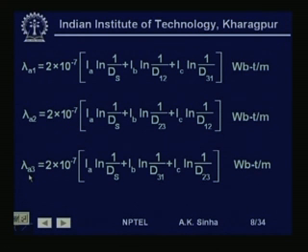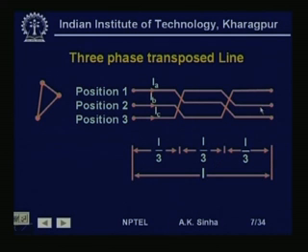Similarly, for the last 1/3 portion of the line, we have the flux linkage with phase A conductor equal to 2 into 10 to the power minus 7 into I a log n 1 by d s plus I b log n 1 by d 3 1, because now I b is occupying position 1 and I a is occupying position 3, plus I c log n 1 by d 2 3, as we see here I c now is occupying this position and I a is occupying this position, this is d 2 3.